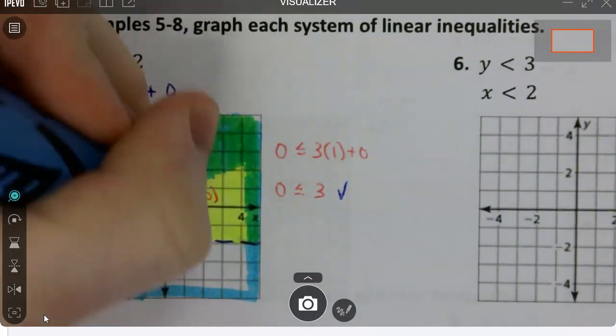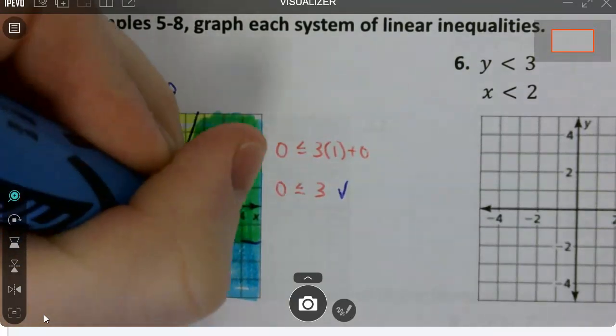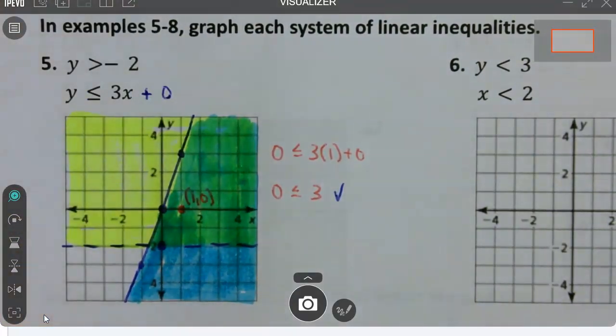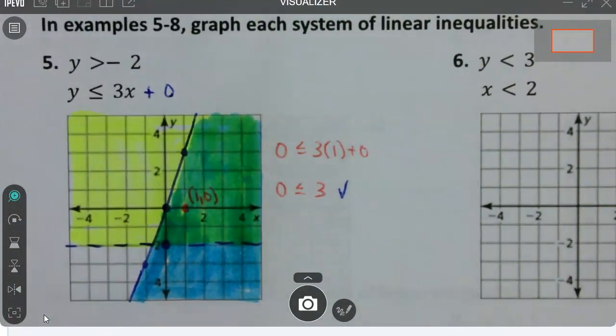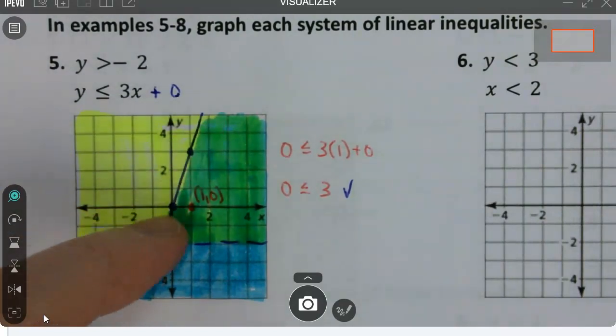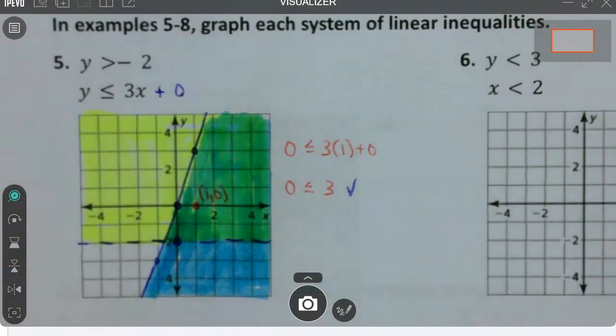And of course, what you can see is the overlapping. And again, the reason why I use yellow and blue is because we can easily see where it makes green. So my answer, my solution to this question is all of this green shaded area right here.